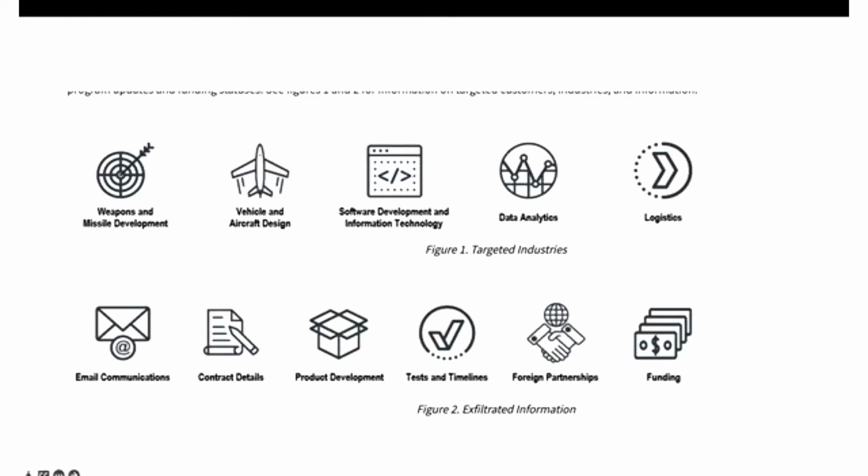Okay, now why do they do that? Typically, they go after specific industries, so they either go after weapons and missile development agencies or businesses involved in vehicle and aircraft design, software and IT, data analytics, logistics, essentially to understand what's happening in that particular country, right? And what are they monitoring? They are looking for information or exfiltrating information like email communication, contracts, product development, tests and timelines, foreign partnerships and funding, so that they know what's happening in that country. What are the lead companies, the top companies, doing for growth.